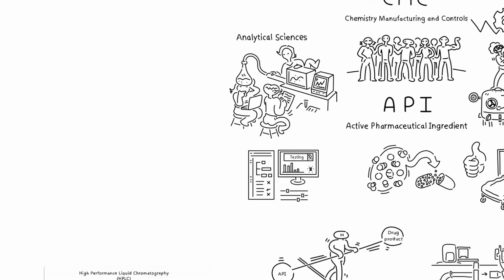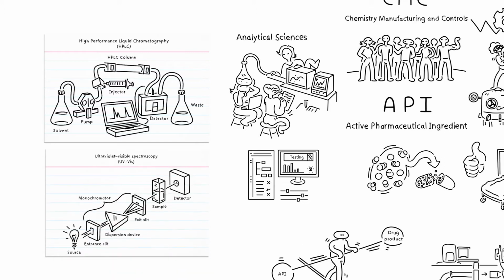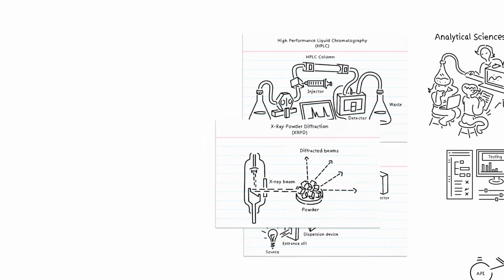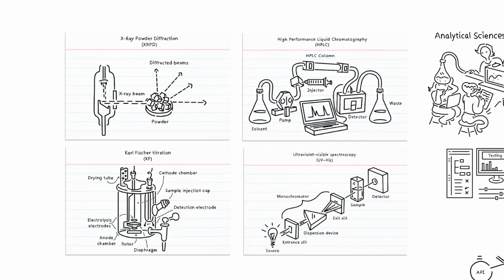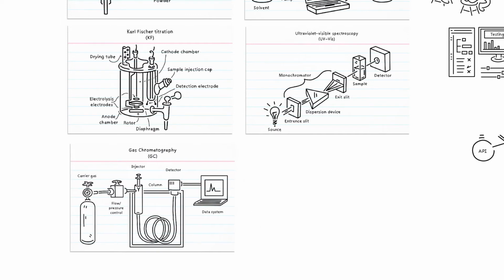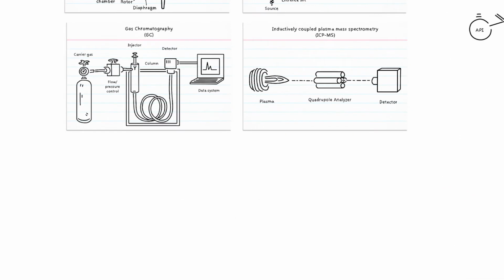Examples of the types of analytical testing we do include high-performance liquid chromatography and UV spectroscopy. We identify polymorphs by X-ray powder diffraction, moisture levels by Karl Fischer titration, trace solvents by gas chromatography, heavy metals by plasma spectroscopy, and particle size distribution by laser diffraction.